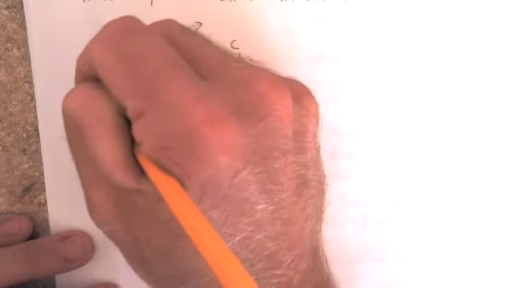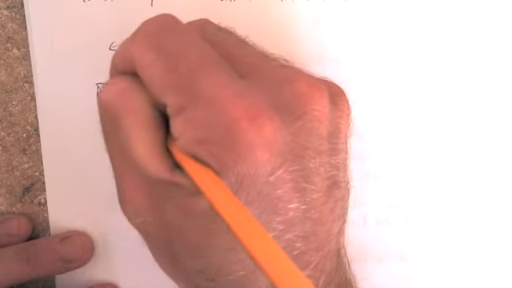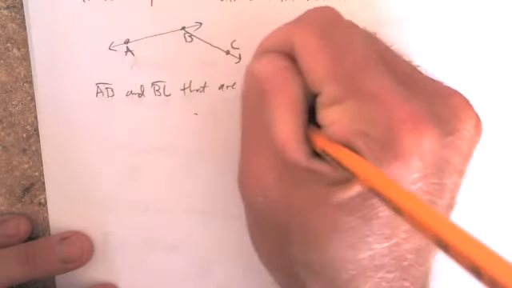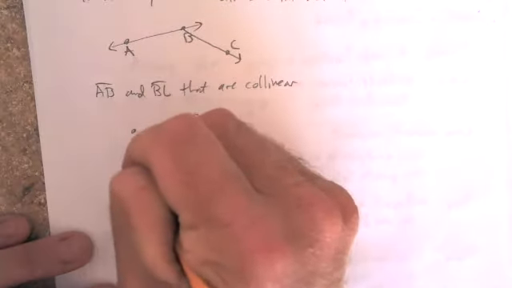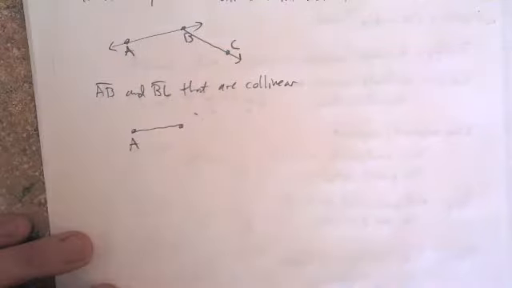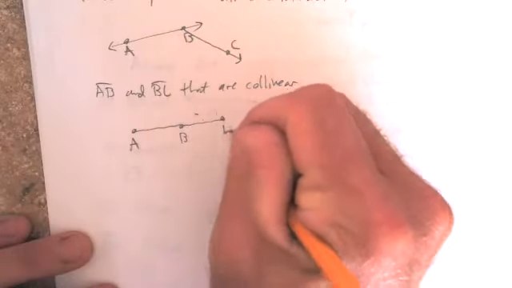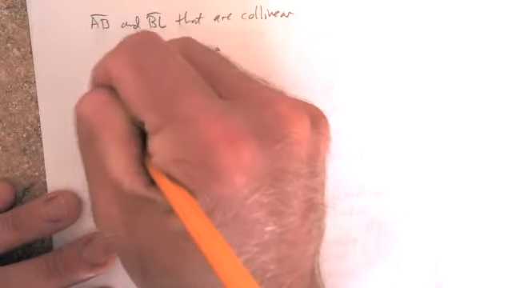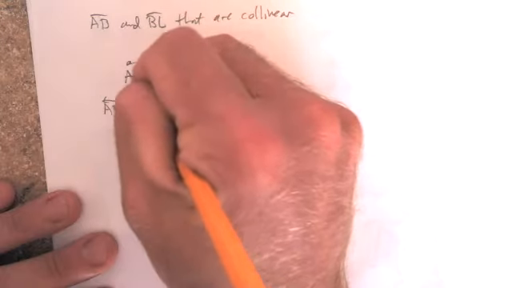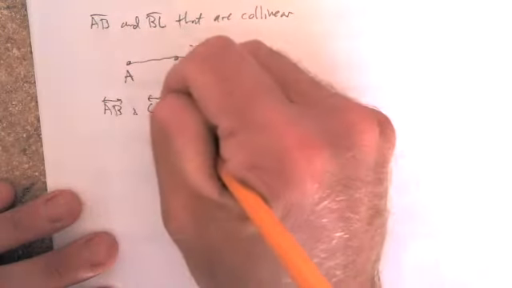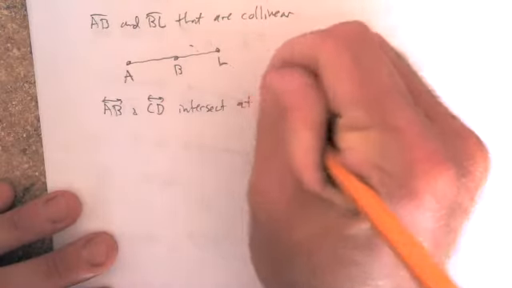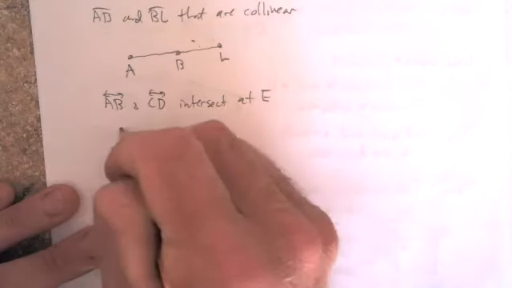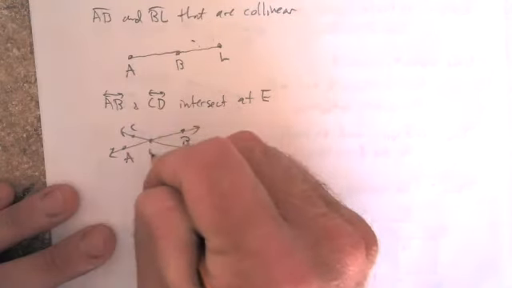Next one says sketch segment AB and BL that are collinear. Well, okay, segment AB and segment BL, if they're collinear, that means they have to be in a straight line. Okay, next one says sketch line AB and CD that intersect at E. That's pretty easy. We kind of did that already. Okay, that one's pretty simple.